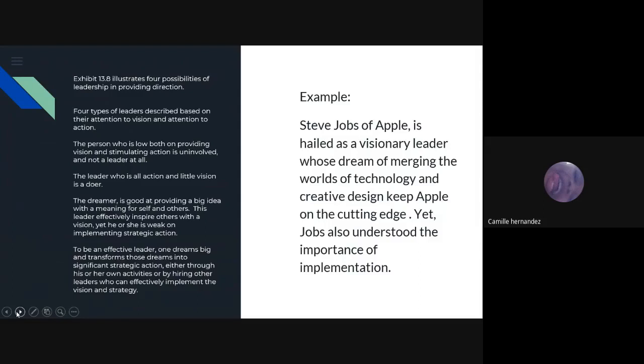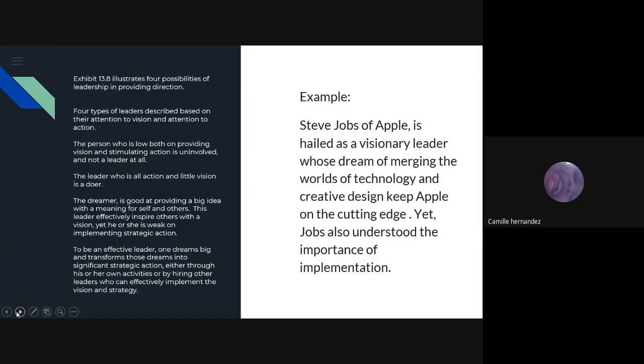So there's an exhibit. I think I mistakenly left that up, and nevertheless, I'll just go through. Exhibit 13.8 illustrates four possibilities of leadership in providing direction. Four types of leaders are described based on their attention to vision and attention to action. The person who is low on both providing vision and stimulating action is uninvolved and not a leader at all. The leader who is all action and little vision is a doer.